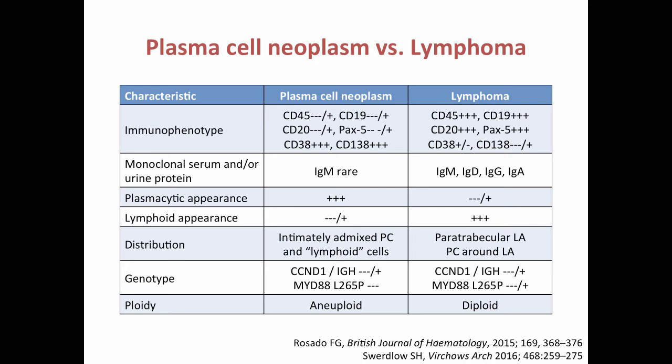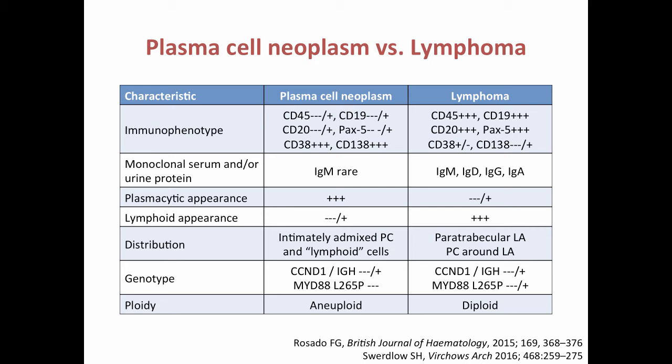This table summarizes the features that can be used to distinguish plasma cell neoplasms from lymphoma. The flow cytometric findings are the most definitive. Plasma cells from a plasma cell neoplasm are usually CD45 negative and lack B-cell antigens CD19, CD20, and PAX5. In contrast, neoplastic plasma cells that are part of lymphoma express CD45 and a full pan B-cell repertoire.